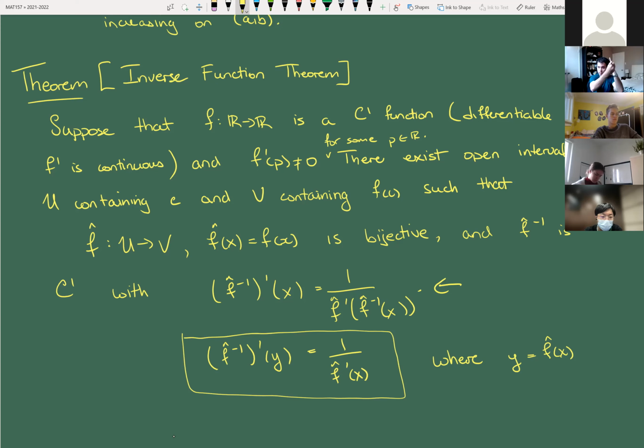Again, you might need to convince yourself that that's true, but that's the geometric intuition behind why this formula should be right. Reflecting a line about y equals x, the slope of the reflected line will be 1 over the slope of the original line.